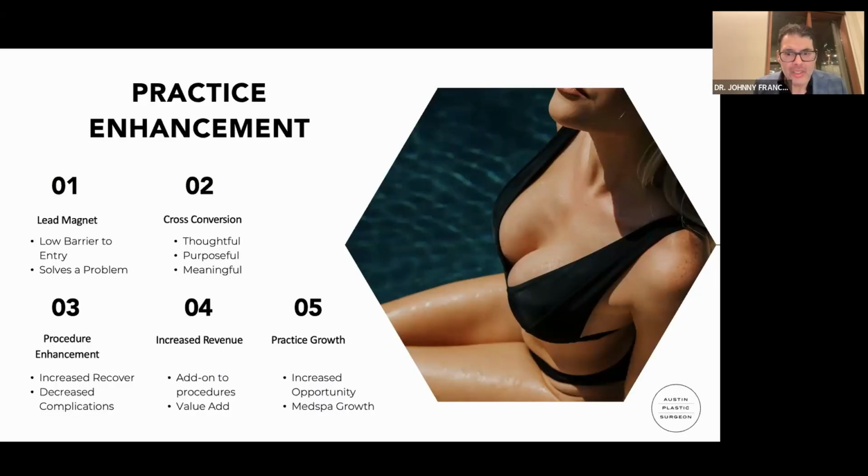So kind of in summary here towards the end, the practice enhancement, a couple things. One, I think that we use carboxy gels as basically a lead magnet. Here's something that's a low cost to entry. I think it solves a big problem. Recovery, downtime, bruising for patients is not a huge add-on for them. I'll tell you, in this day and age, it's also not a huge add-on to your practice to bring onto your practice.